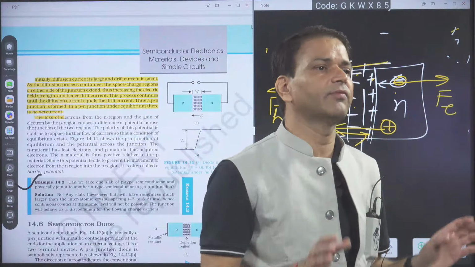Now the same here also, it is a non-ohmic conductor, so we cannot find the resistance of the conductor as R equals V by I. So that's why we define the dynamic resistance in the case of the diode. What is the dynamic resistance? R is equal to delta V by delta I.